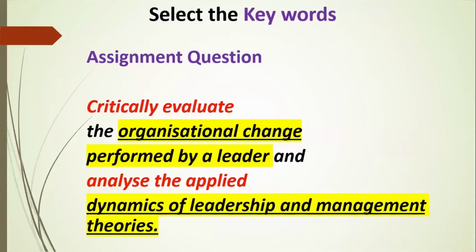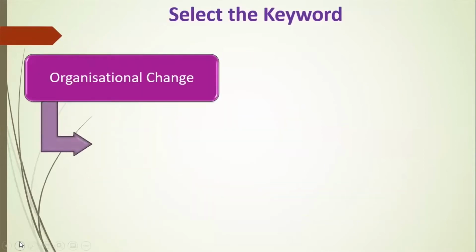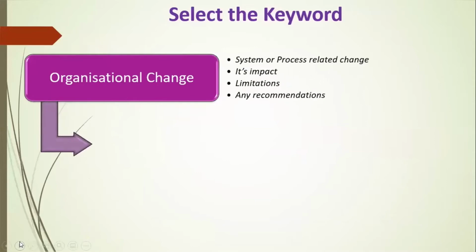We have to go select the keywords now. In this assignment question, you can see the highlighted yellow portions are the keywords. Organizational change, performed by a leader, dynamics of leadership and management theories are the keywords. Once you have selected the keywords, the next step is you have to do some mind mapping based on the keywords.